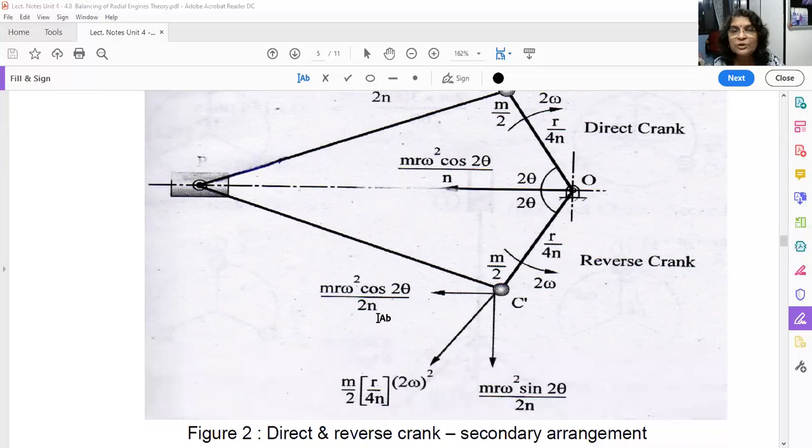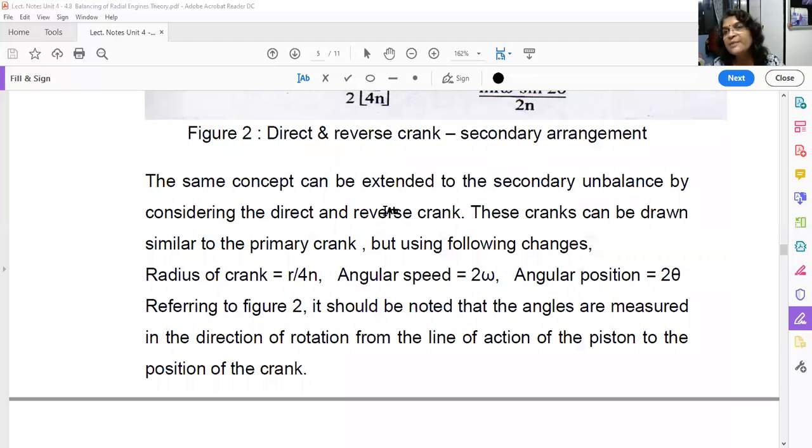So let us read this. The same concept can be extended to the secondary unbalance by considering the direct and reverse crank. These cranks can be drawn similar to the primary crank, but using the following changes. So radius of the crank is r upon 4n, angular speed 2 omega, angular position 2 theta. Referring to figure 2, it should be noted that the angles are measured in the direction of rotation from the line of action of the piston to the position of the crank. That means clockwise and anti-clockwise.